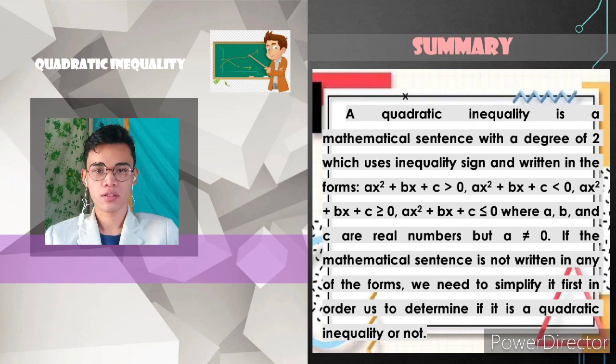A mathematical sentence is not a quadratic inequality if the highest exponent is not 2 or a is equal to 0 and it uses an equal sign. If the mathematical sentence is not written in any of the given forms of a quadratic inequality, we need to simplify it first in order to determine if it is a quadratic inequality or not.